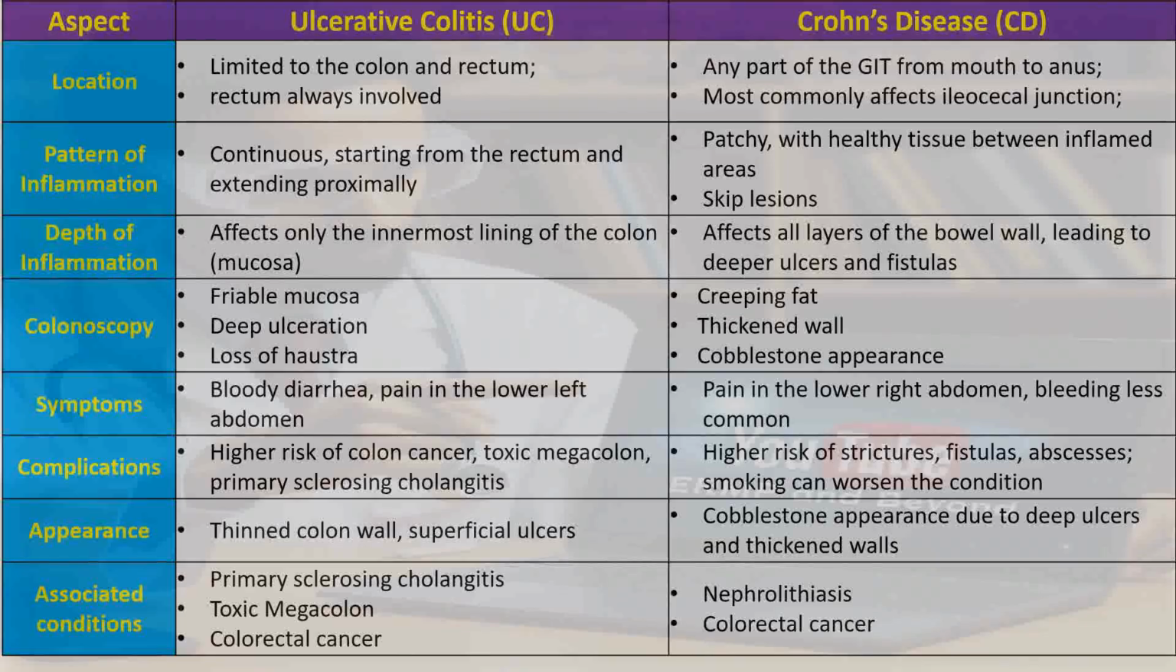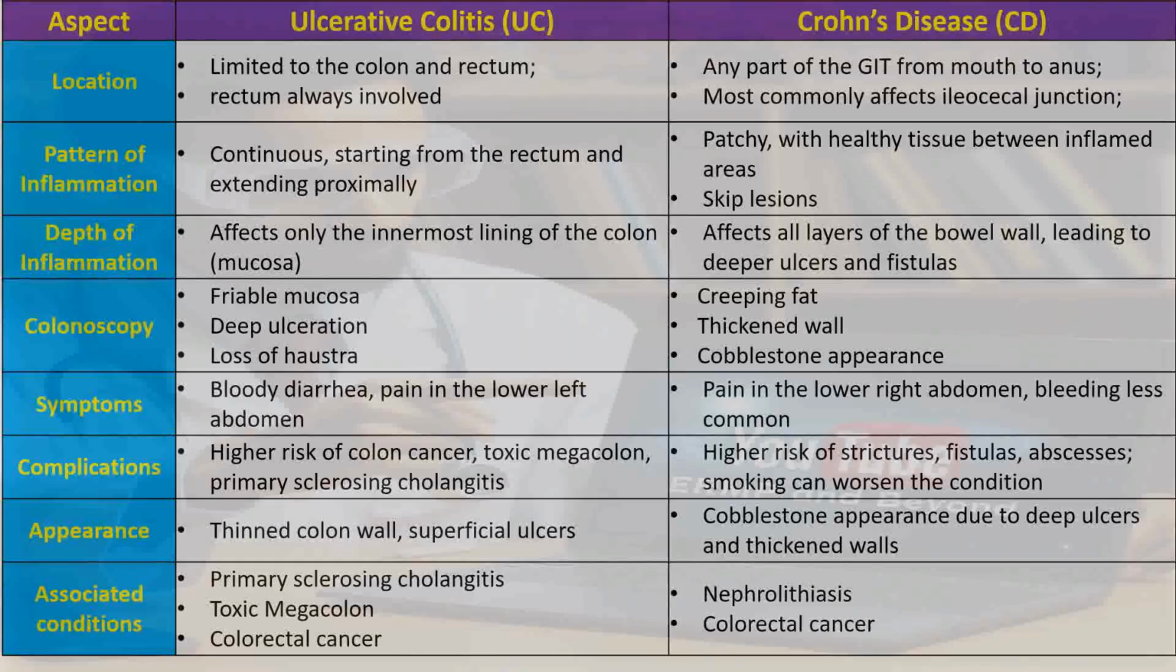Crohn's disease inflammation extends through all layers of the bowel wall, which can lead to deeper ulcers and the formation of fistulas. Symptoms often include pain in the lower right abdomen, and unlike ulcerative colitis, bleeding is less common. Crohn's disease also presents a higher risk of colon cancer, toxic megacolon, and primary sclerosing cholangitis. The risk of complications like strictures, fistulas, and abscesses is significant, and smoking can exacerbate the condition.